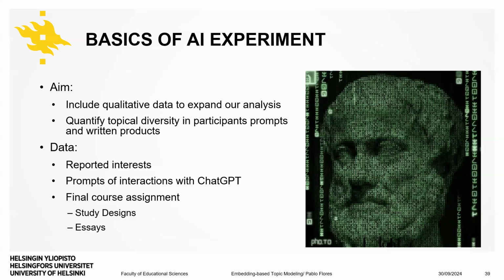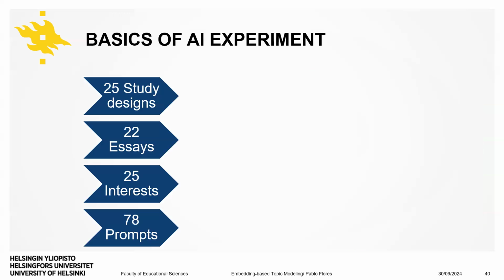So the kind of data that we have were reported interests, like the classic introductory assignment of any course: hey, I am Pip, I like dogs. No, I like cats more. Then prompts of interactions with ChatGPT, which is what we collected as part of our study, and the final course assignments, which were two, the study assigns and the essays. So I had all of these pieces of information. We had 25 study assigns, 22 essays, and 78 prompts. Maybe that was the higher number.